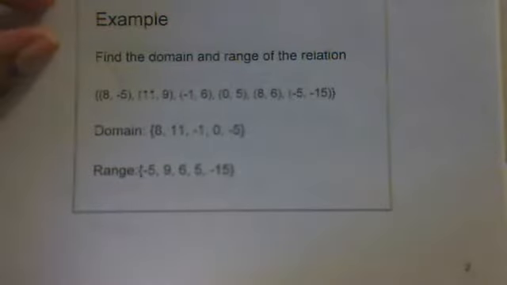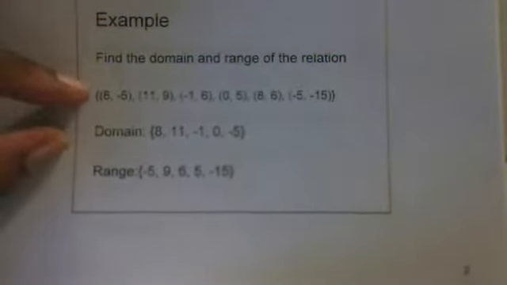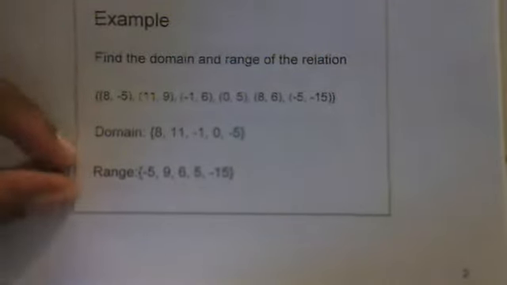Here's an example. Here we want to find the domain and range of this particular relation. Now this right here is a relation, because all we have here is a set of ordered pairs: (8, -5), (11, 9), (-1, 6), (0, 5), (8, 6), and (-5, -15). And here we want to identify the domain and the range of this particular relation.